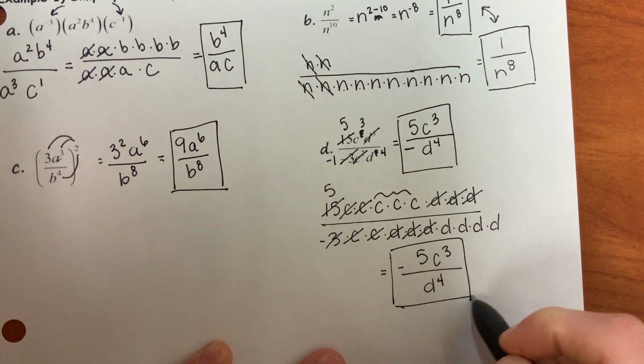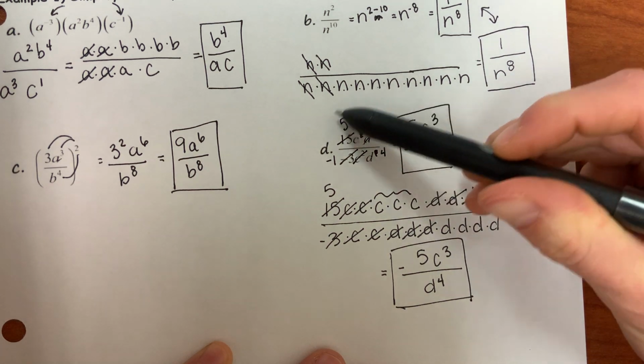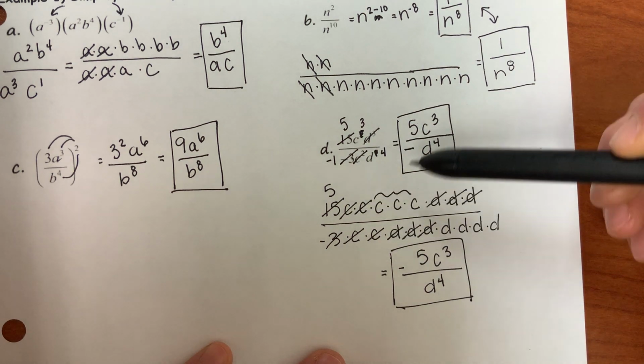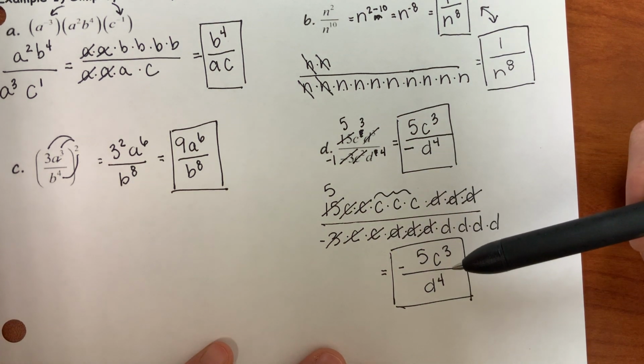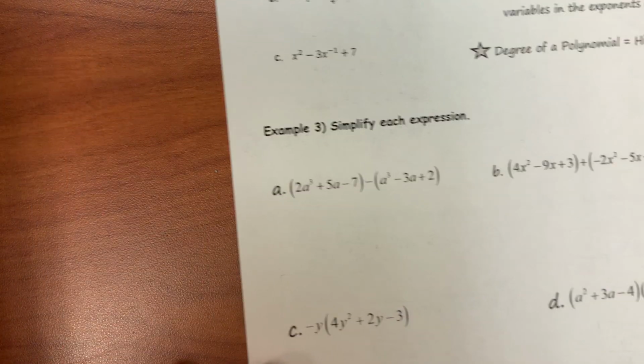Okay, same answer, 2 different ways to look at it. You're doing the same thing, but this one is faster because you don't write out the expanded version, but either way you want to do it is totally fine. All right, so let's flip over the page.